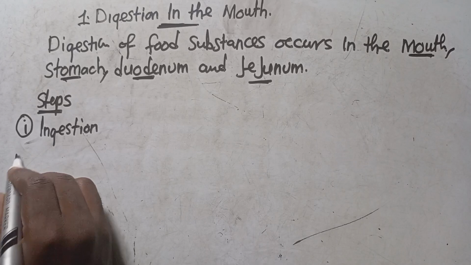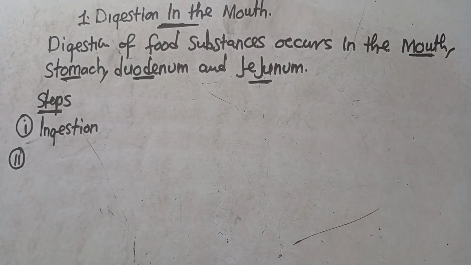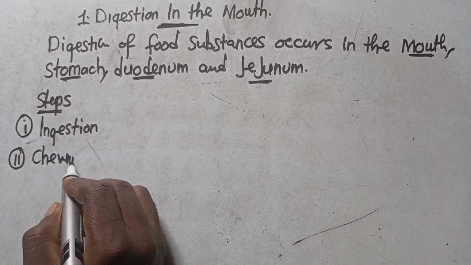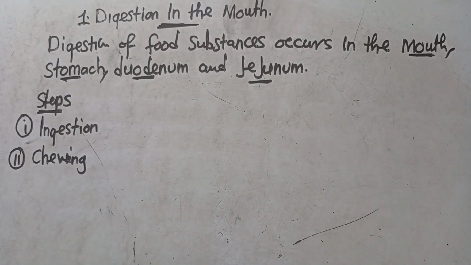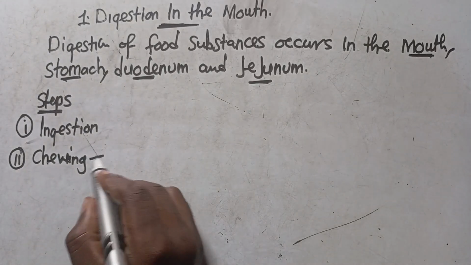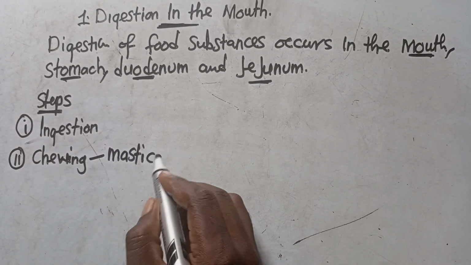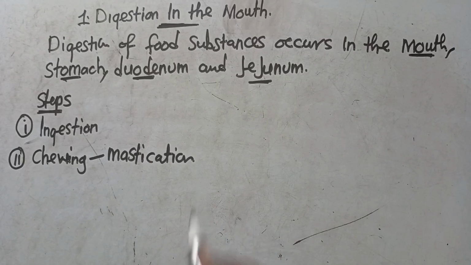The second step that you have to understand or explain is what we call chewing. So the next step that is going to happen is chewing. This chewing, the biological term is mastication. This is the biological term for chewing. So chewing, the other term, we can call it mastication.